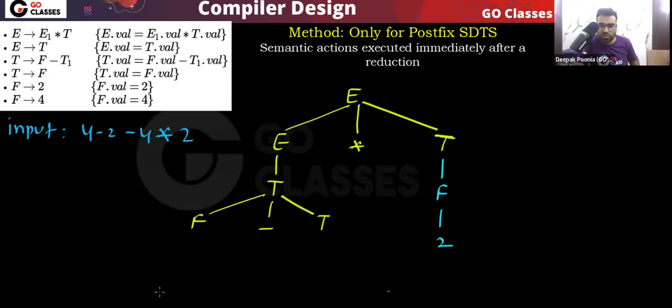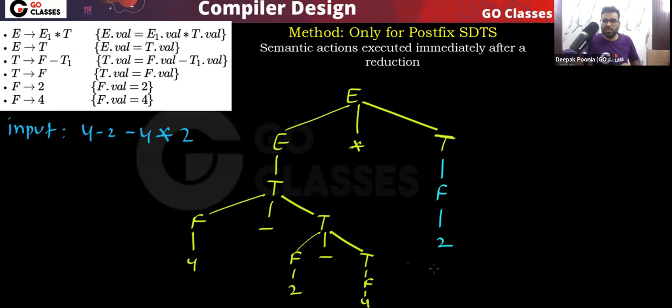If I want another minus, what I need to do? This T will go to F minus T. I got 2 minus. That's it. This is what I want. Now this F will go to 4, this F will go to 2, this T will go to F, and this F will go to 4. Is this clear?